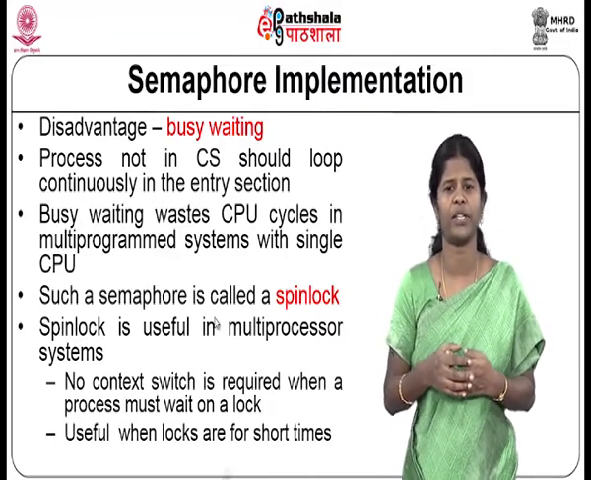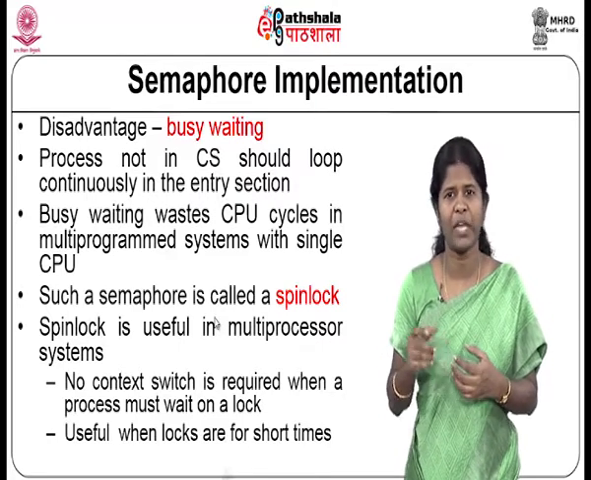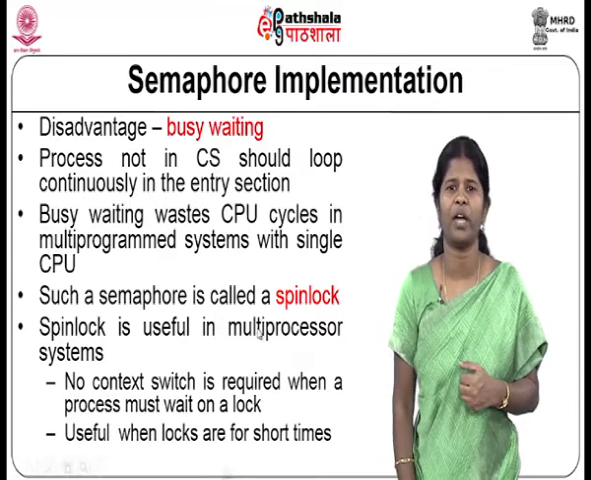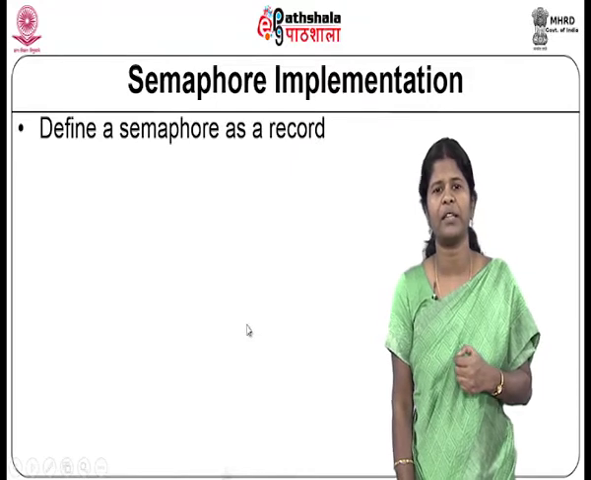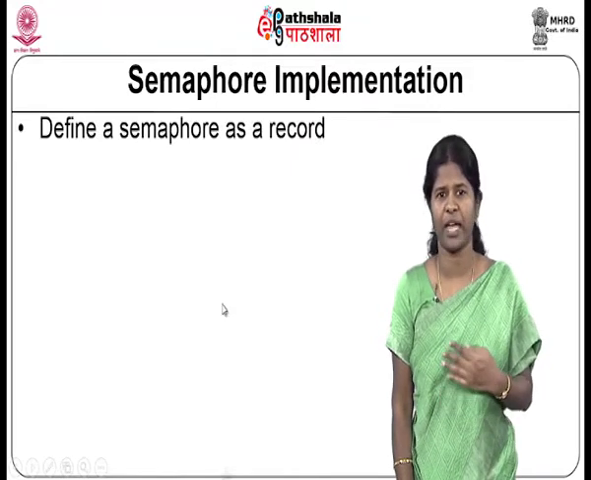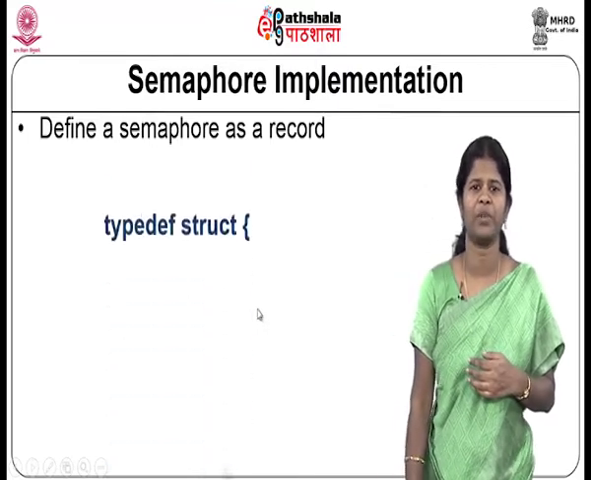So, no context switch is required when a process is waiting on a lock, and this is very useful when the locks are held for a short duration of time. So, to avoid this, they tried to give a different kind of implementation for semaphores. So, how is this implementation done?